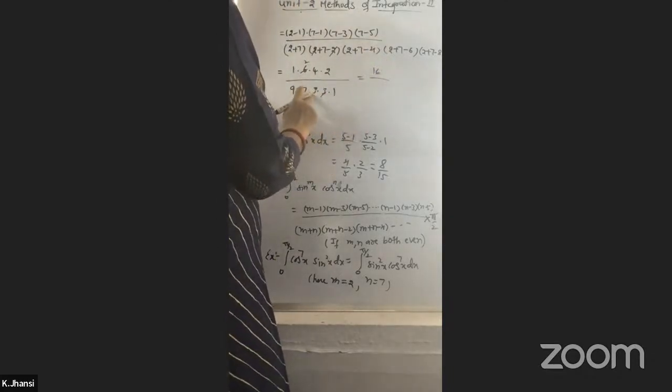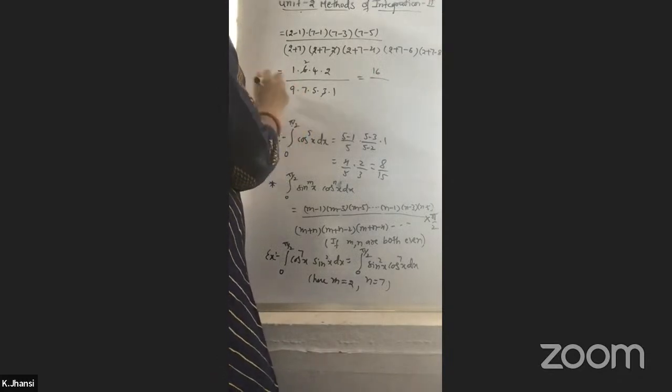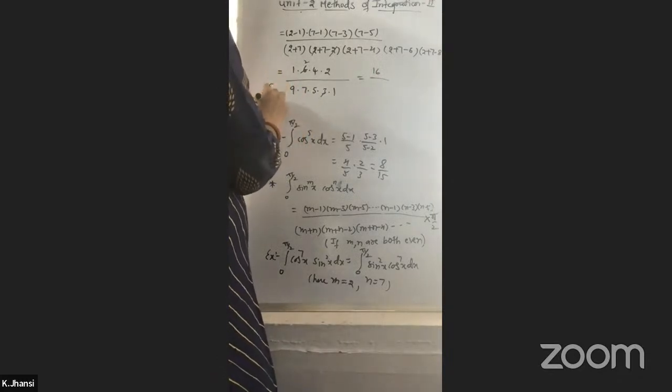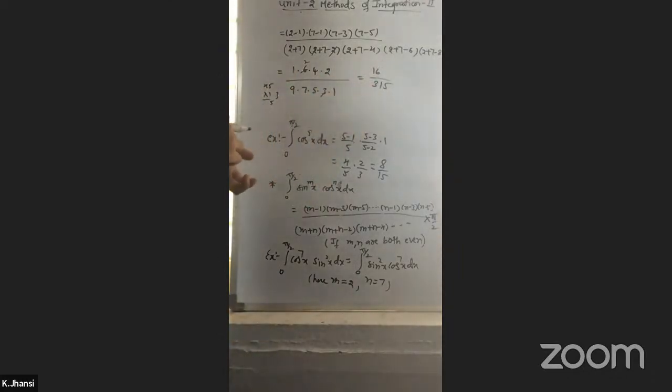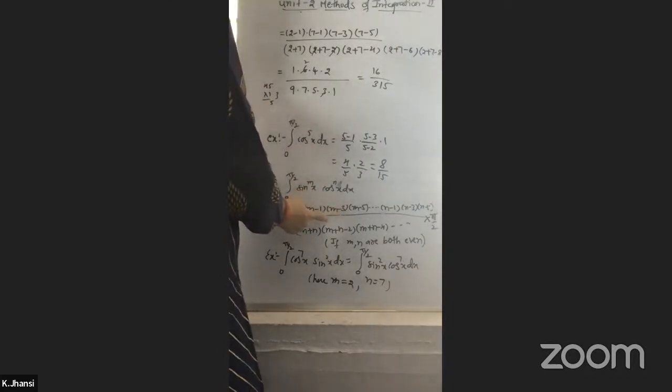By 9 5s are 45, 45 into 7. 7 5 is 35, 3 7s are 21, 28, 29, 30, 31. Okay, 315. So like this, you have to find the value with the help of this formula.